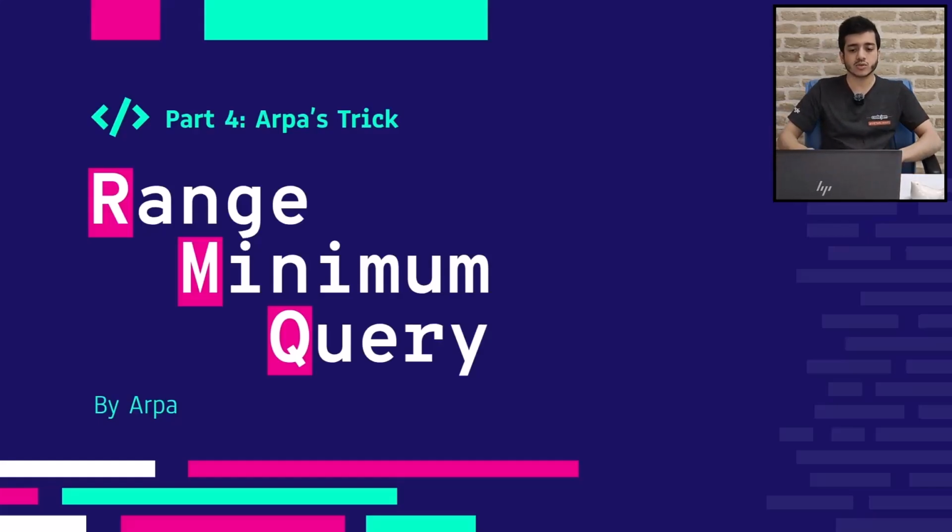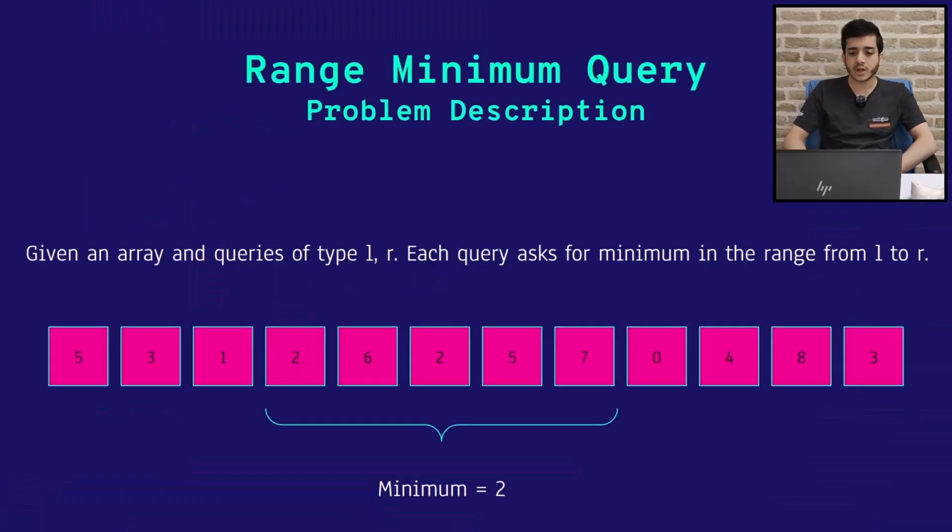Today, we want to have our first part of range minimum query. And in this part, I'm gonna show you my trick, Arpa trick, a new method that solves RMQ. So let me tell you the problem description again. Actually, I expect you to see the parts before, but let's repeat.